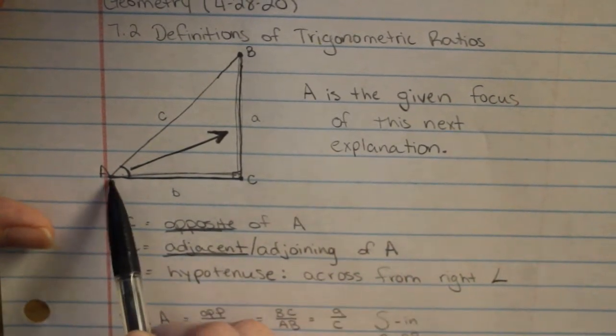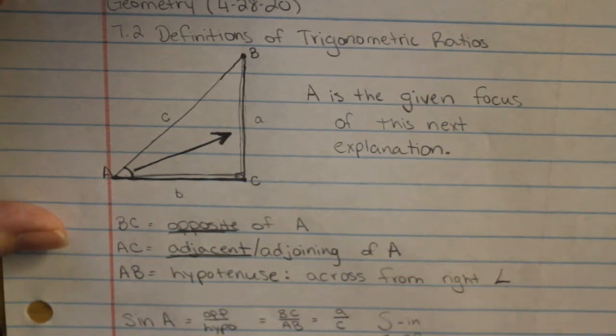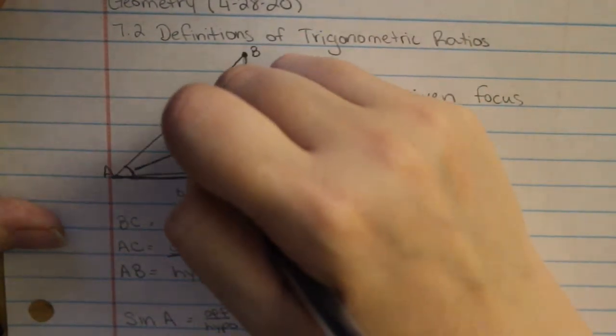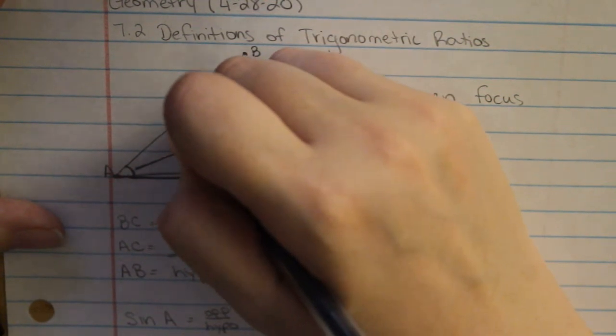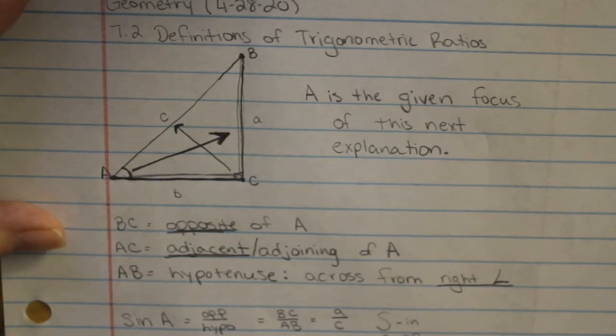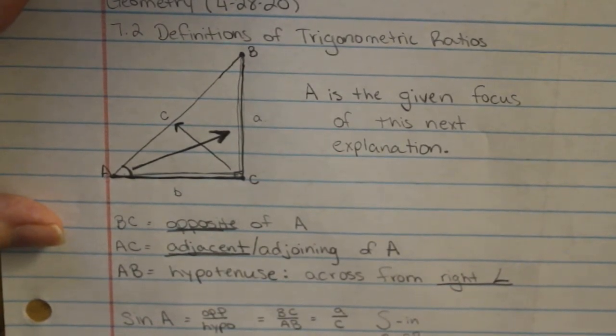Adjacent helps to form the angle, but it is not the hypotenuse, because the hypotenuse is always across from the right angle. So again, I'm going to draw my little line and I'm going to go across from the right angle, which is AB. So the side that helps to form the angle but is not the hypotenuse is going to be the adjacent side.